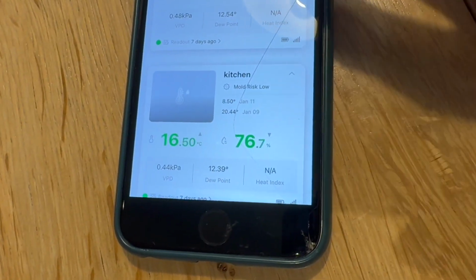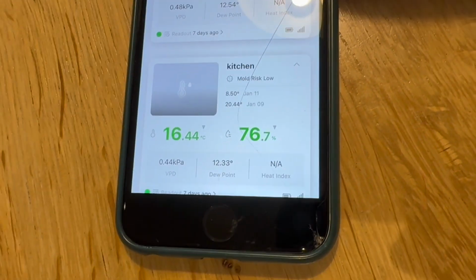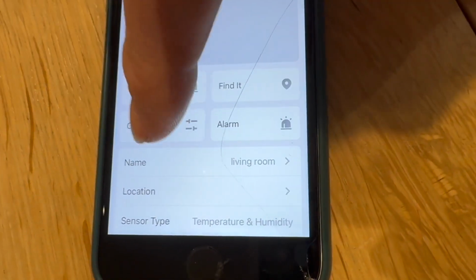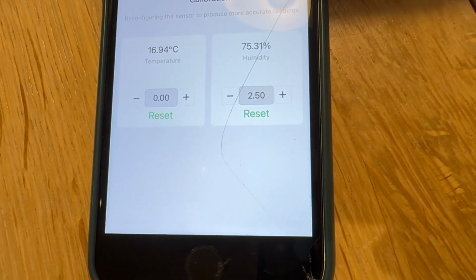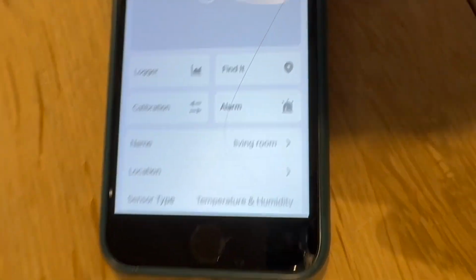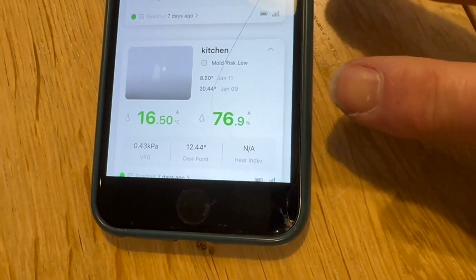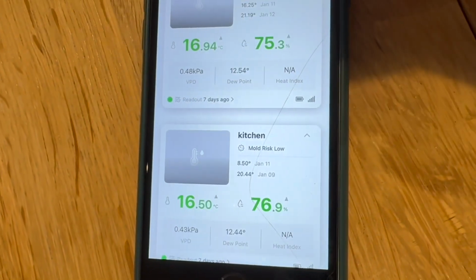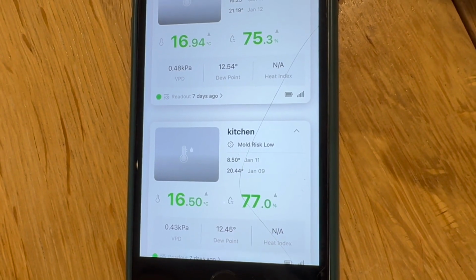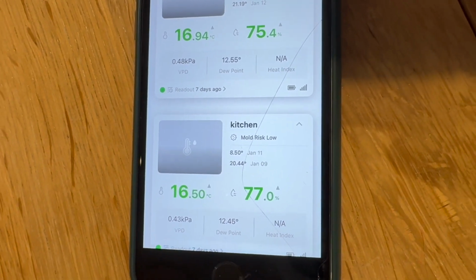We've changed these amounts with the calibration, so you can just press on that and press the calibration, and we reduce that by 2.5, but we'll give it a little bit more time to see, because I put some more salt and water in.